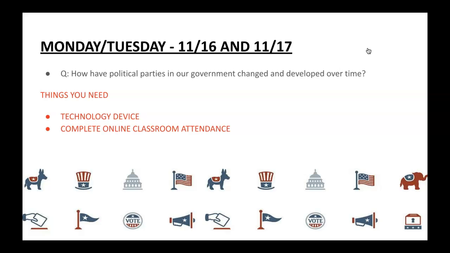Let's go ahead and get started with the first question of the day from Monday and Tuesday, 11/16 and 11/17. How have political parties in our government changed and developed over time? This is from the lesson that we did in class, basically on the roles and functions of political parties and identifying their structure and how they changed over time due to different types of policies and, of course, the context and backdrop of history. So let's go ahead and look at this.